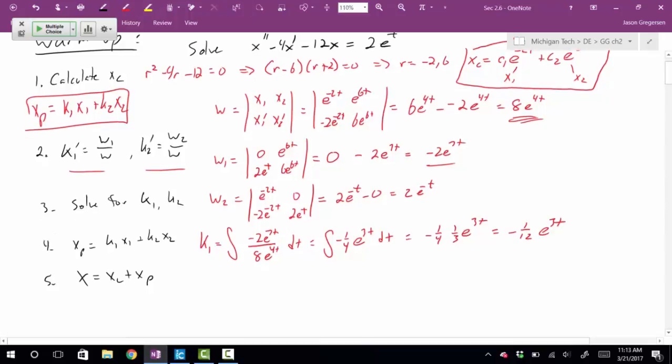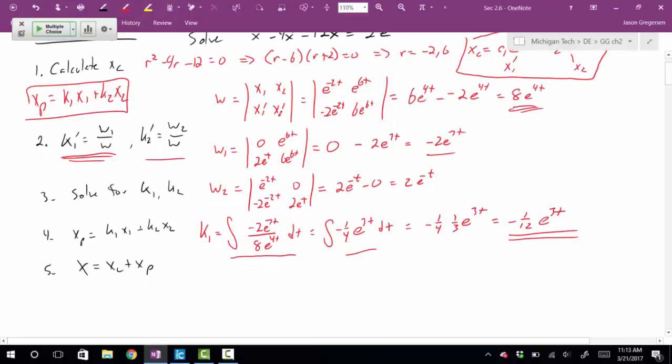All right. Now we move on to actually calculating k. Well, k1 prime is equal to the ratio of the determinants. So k1 is just the integral of that ratio of determinants. So I'm integrating the ratio of the determinants in here, simplifying, integrating. I have that value for k1.